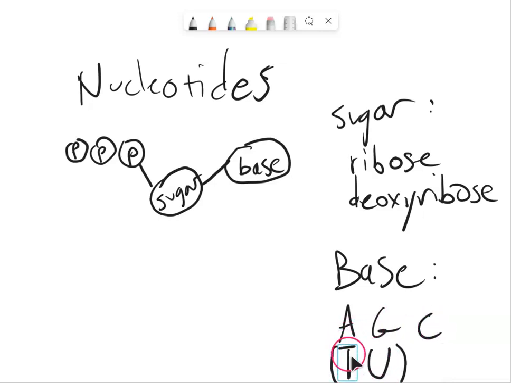They have thymine if they're DNA, and they have uracil if they are, what's the word I'm looking for? RNA. So T would be in DNA, U would be in RNA. And that's going to be a difference in this base. So these bases can be one of these 5 possibilities.